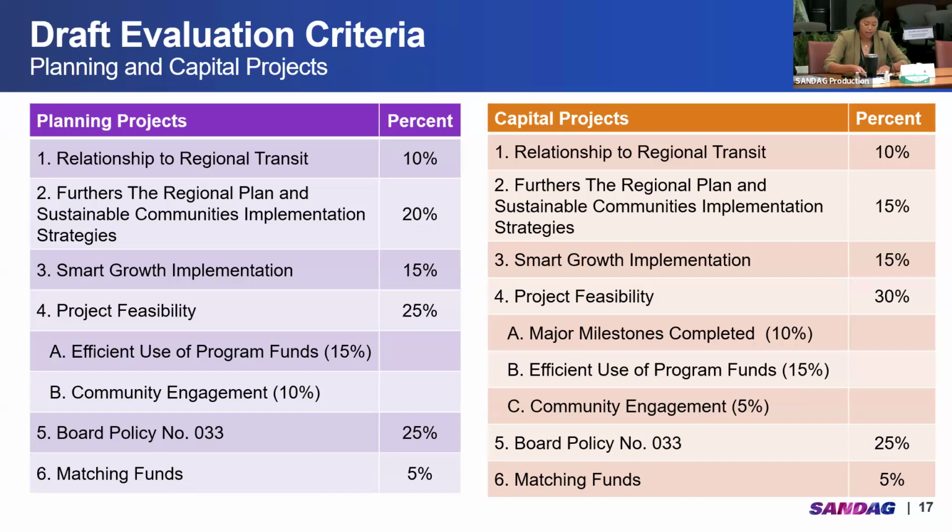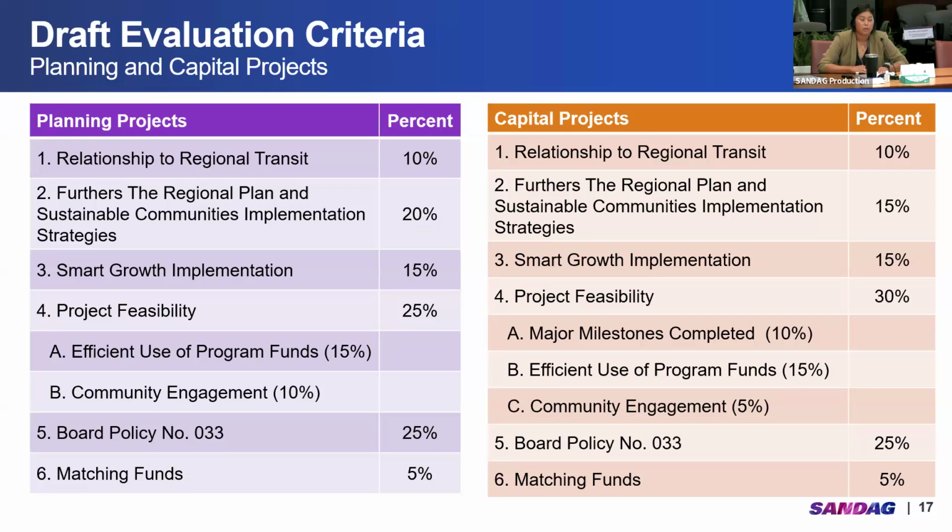This slide presents to you the evaluation criteria for planning and capital projects. The criteria are largely the same, but on the capital side, we have an additional sub-criteria, 4A, titled Major Milestones Completed. This provides points for projects that are progressing through their typical capital project milestones, such as planning, environmental, securing right-of-way permits, or if they're ready to construct.